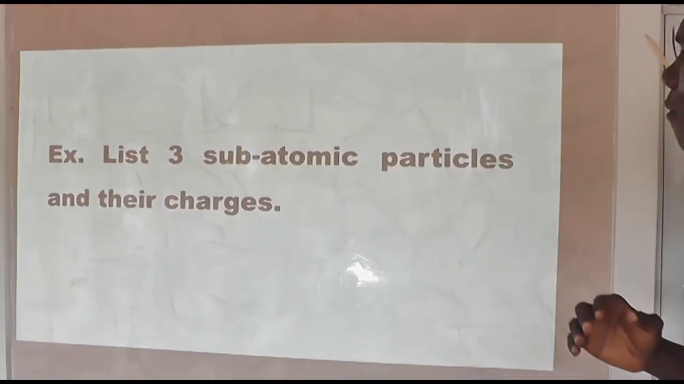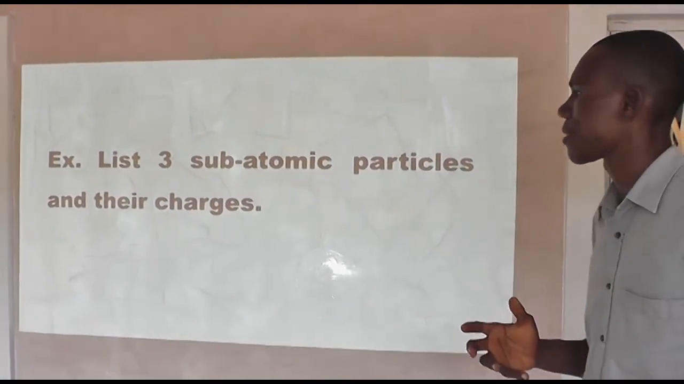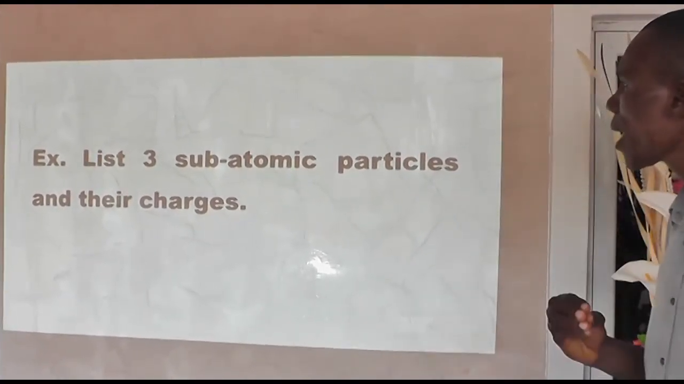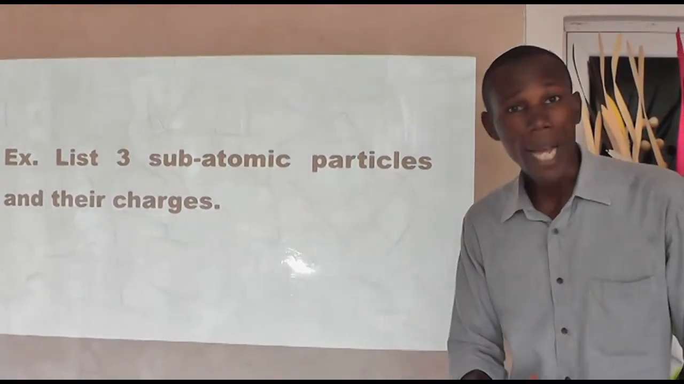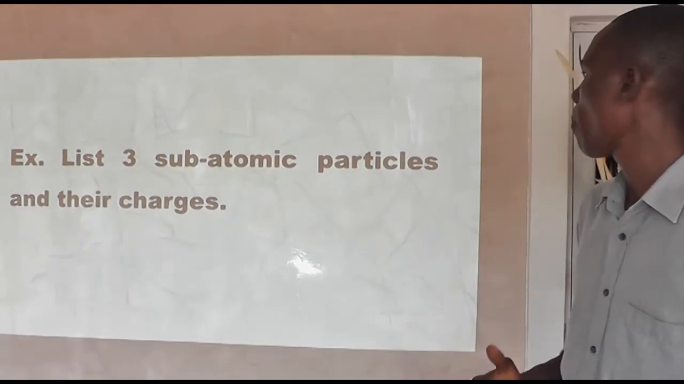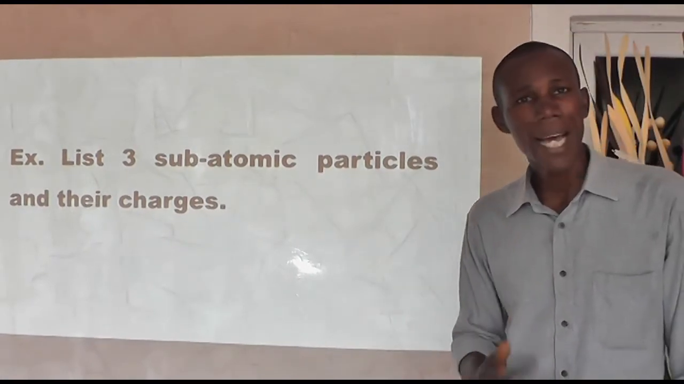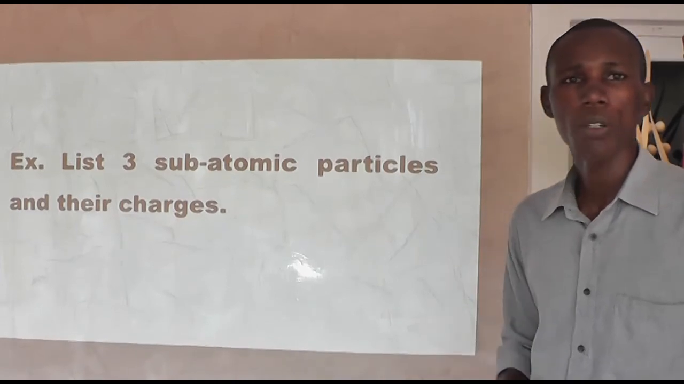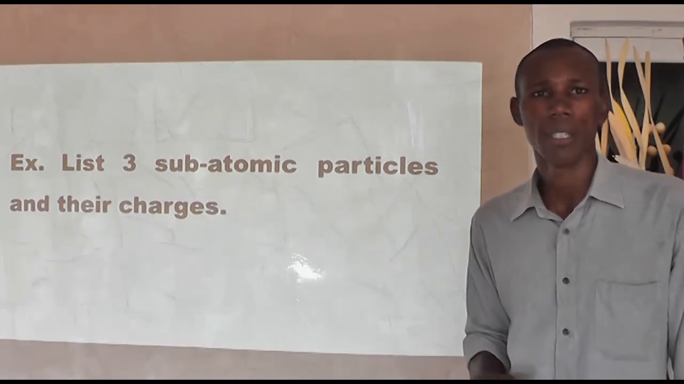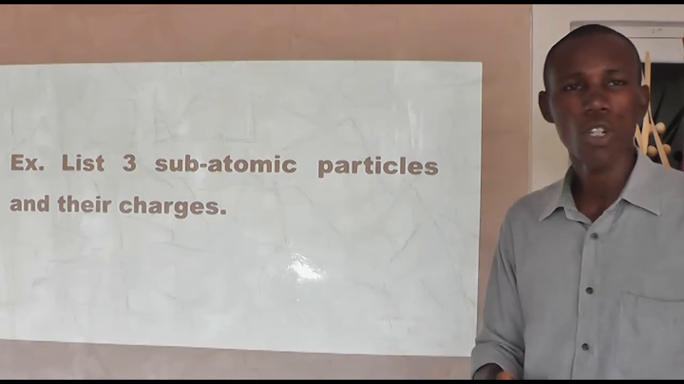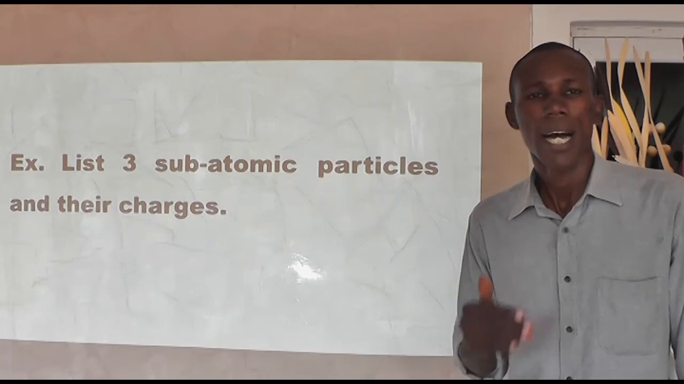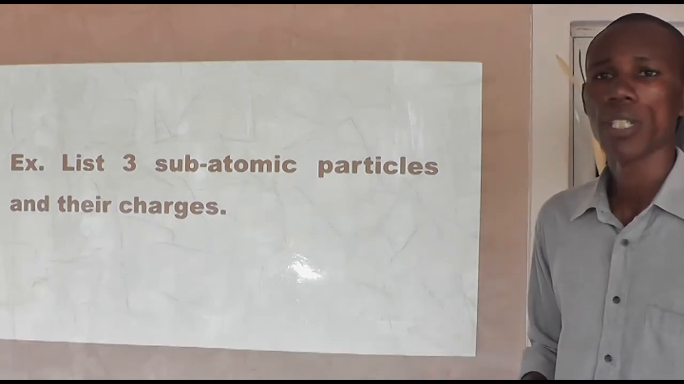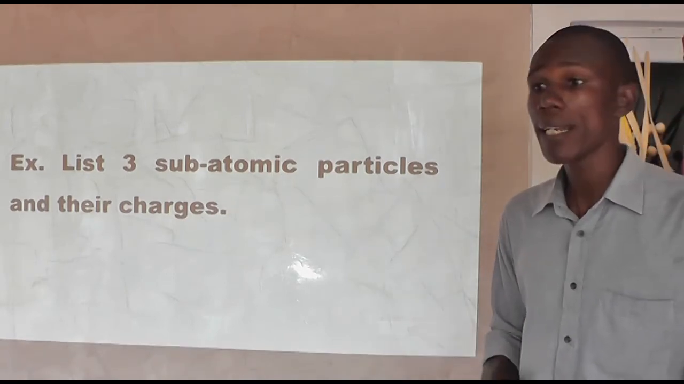Now, as a kind of assignment or exercise, list three subatomic particles and their charges. To guide you once again, the three subatomic particles of an atom are proton, electron, and neutron, that is PEN. The charge of a proton is positive, that of an electron is negative, and that of a neutron is neutral, meaning it has no charge.